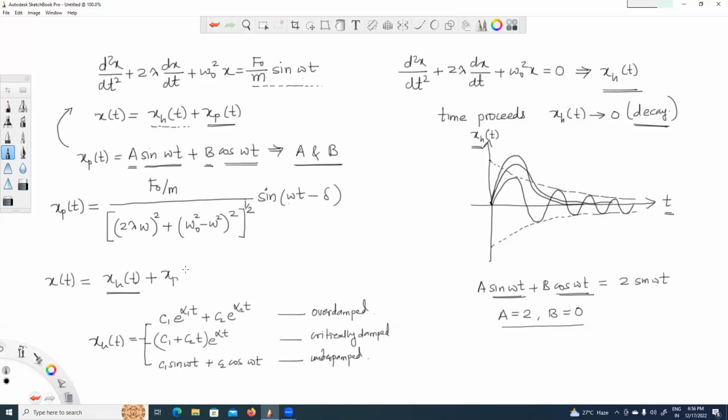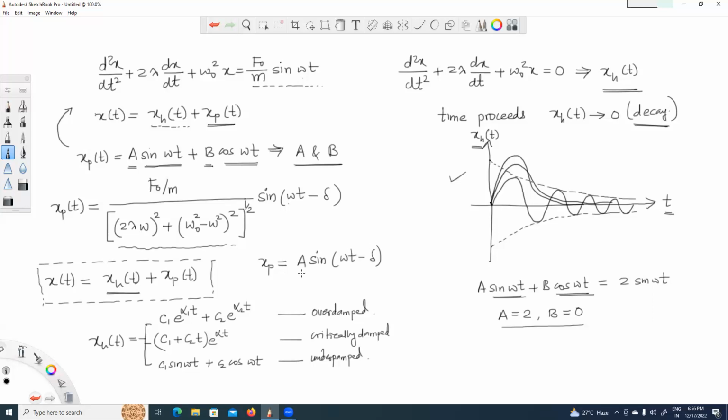So xp of t. Now look at this solution here. This is very important. Now we want to understand the physics of this particular solution. This xh, we have already drawn the graph for. Now look at this xp. So xp is, this is some value. I'm not bothered about this value. Let's call this a certain amplitude times sine of omega t minus delta.